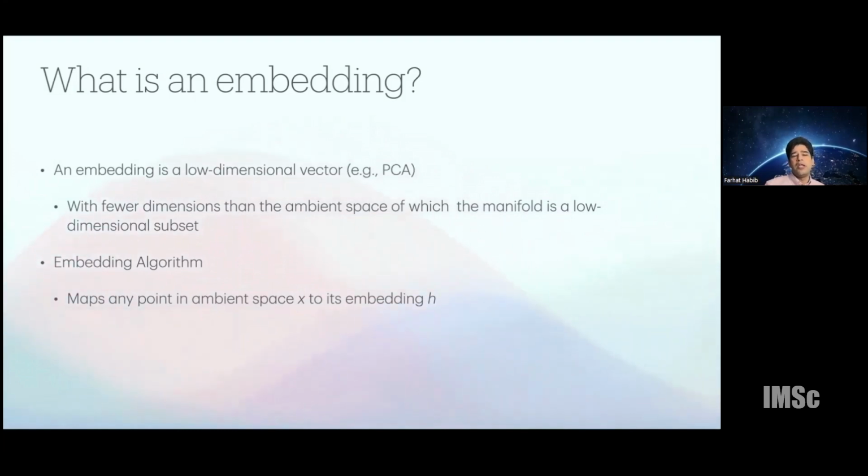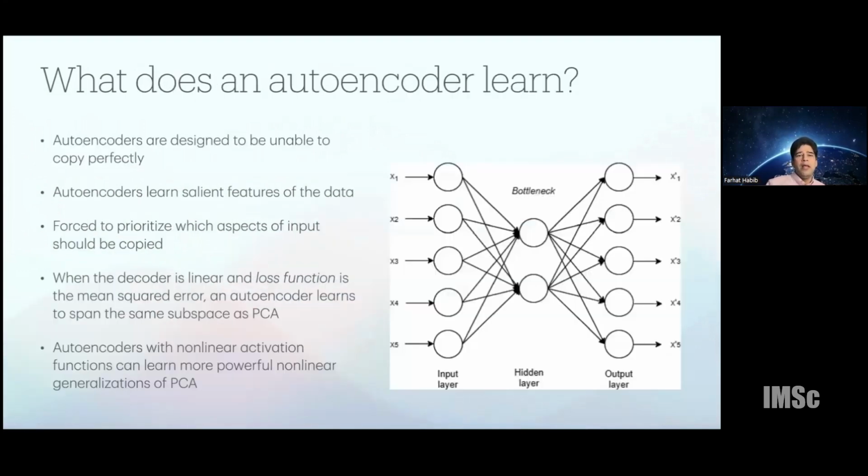And essentially what an embedding algorithm does, so for example, what PCA does, is it maps a point in the ambient space X to its embedding space. So the embedding is much, much smaller than the object that you start with. So let's come back to autoencoders.